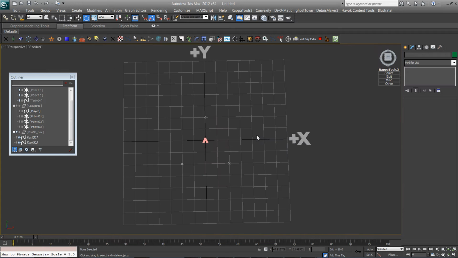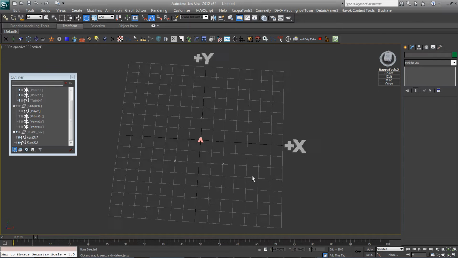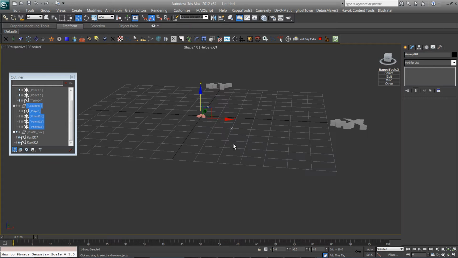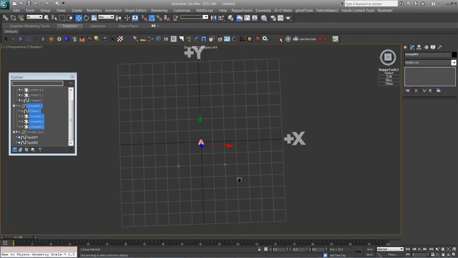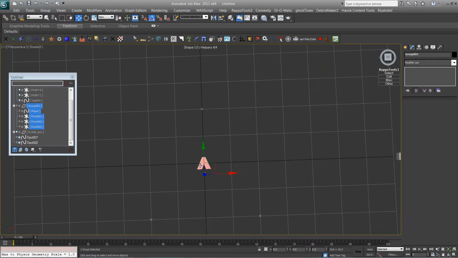Let's try this. This is my grid basis. It is three-dimensional, XYZ. This object is at the center.